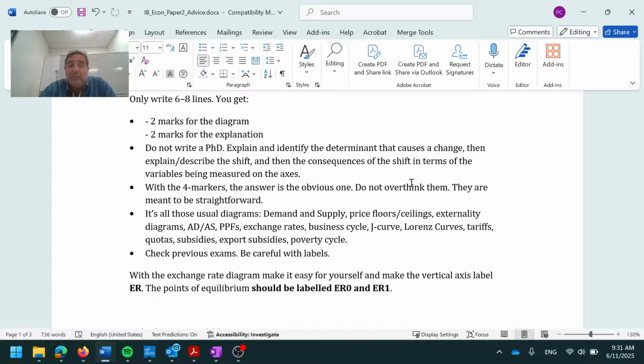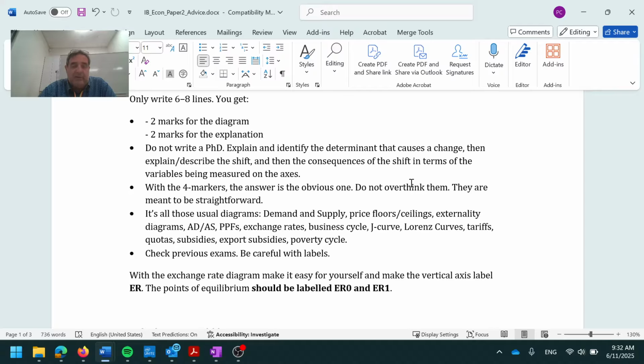Business cycle diagram could pop up, J-curve diagram, Lorenz curves, and then the traditional protectionist diagrams around tariffs, quotas, subsidies, export subsidies, and then if it's a development kind of question, they could ask you to sketch the poverty cycle. And if you do get a poverty cycle diagram as a 4-marker, or even if you want to use it in Part G, make sure you fully explain every step in the cycle, because that will enable you to write a decent paragraph, and there's an expectation that you would do that.